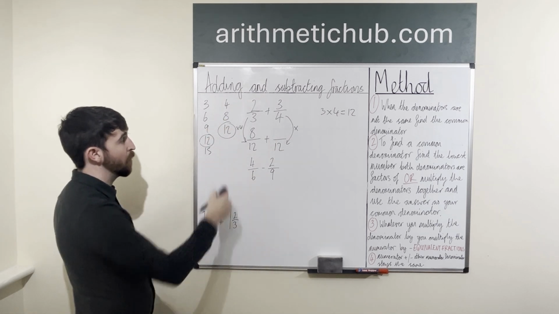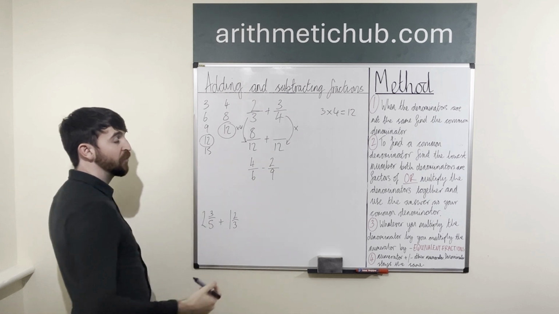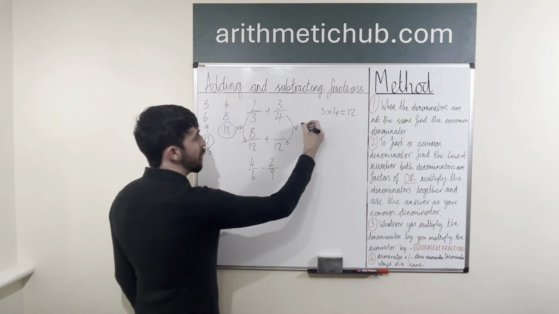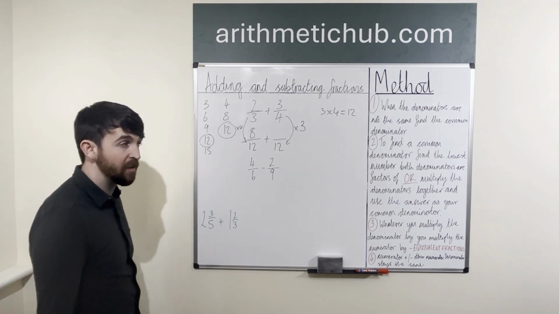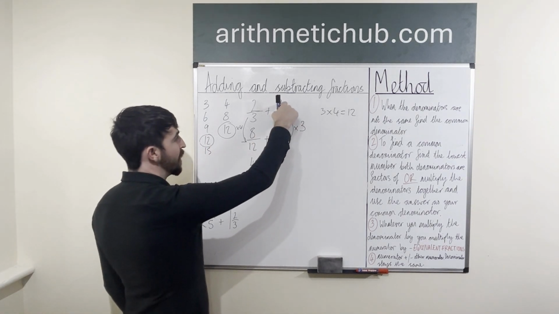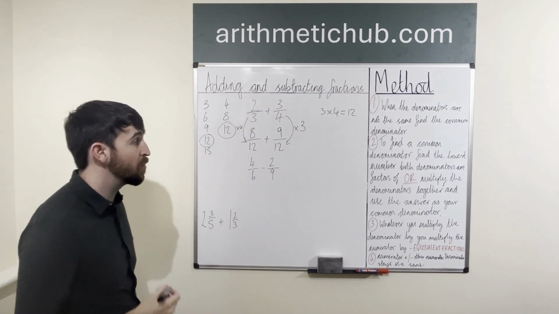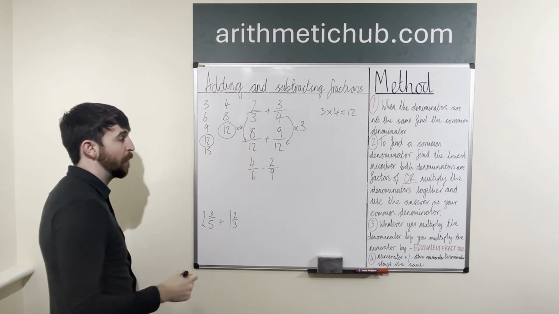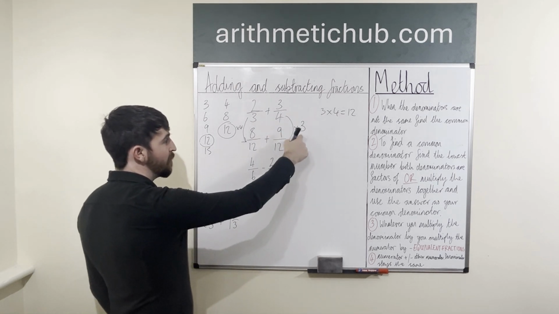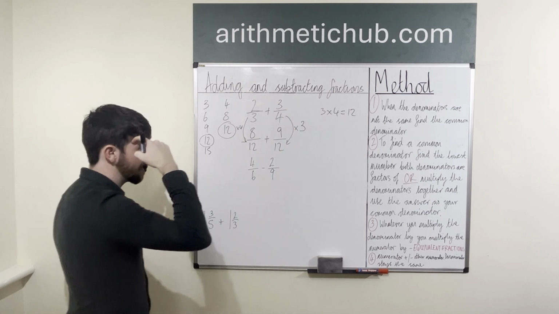I can check that here if I want to. 4, 8, 12. 3 lots of 4 gave me 12. So what I've done is I've multiplied it by 3. So then I would say, right, 3 times 3 is going to give me 9, because I need to do the same to my numerator as I've done to my denominator. Multiply my denominator by 3, so I need to multiply my numerator by 3.